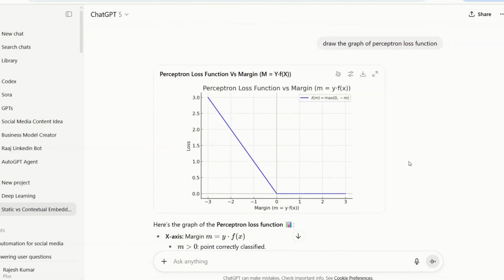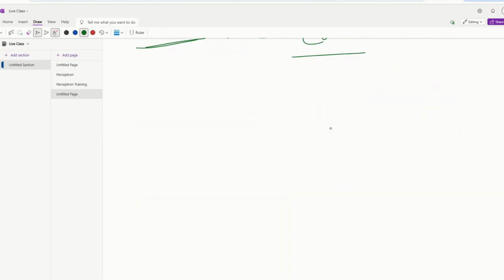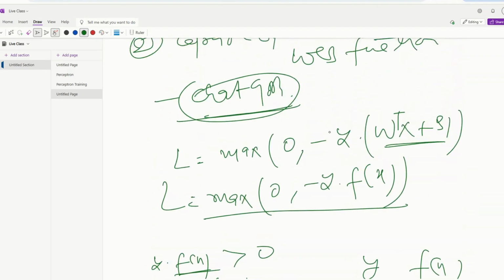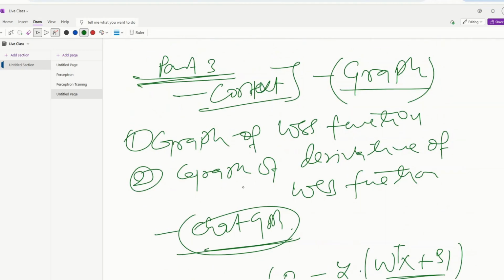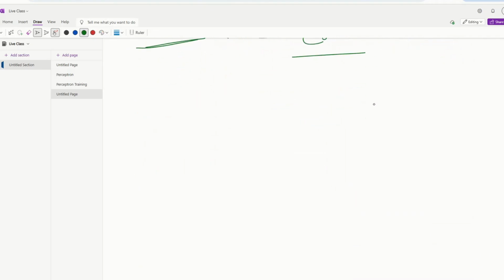Now, I want to talk about one more thing, the derivative. You might be thinking why I need to plot the derivative graph. What is the purpose behind that? Let me tell you that. The purpose of showing you the derivative is for gradient descent.